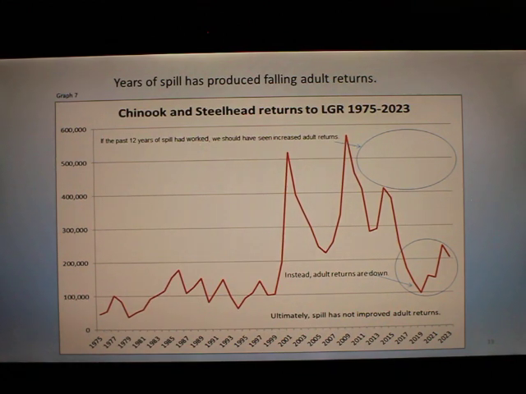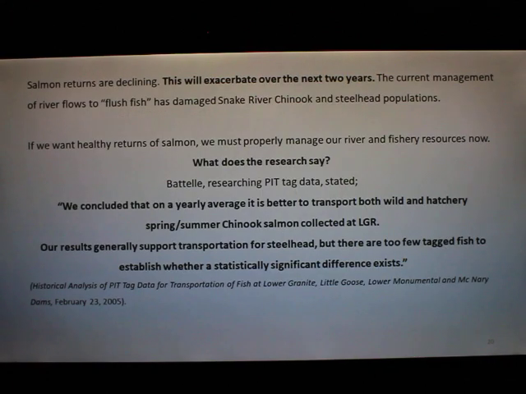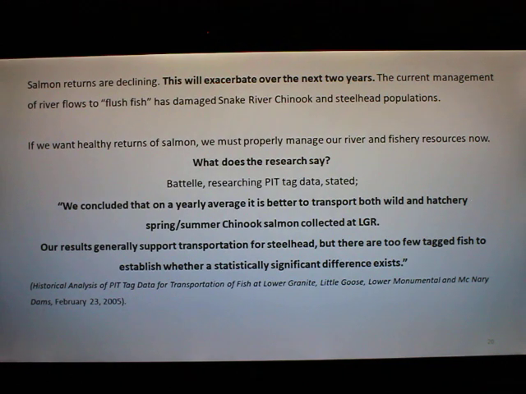If the past 12 years of spill had worked, we should have seen increased adult returns here. Instead, adult returns are down here, and ultimately, spill has not improved adult returns. Salmon returns are declining. This will exacerbate over the next 2 years. The current management of river flows to flush fish has damaged Snake River Chinook and steelhead populations. If we want returns of salmon, healthy returns, we must properly manage our river and fishery resource now.